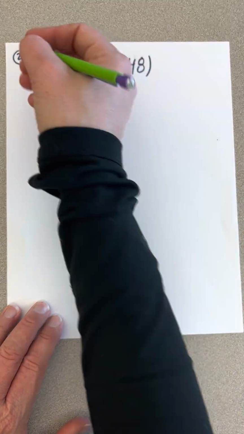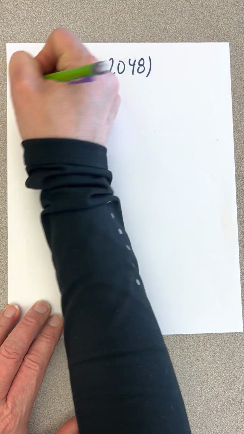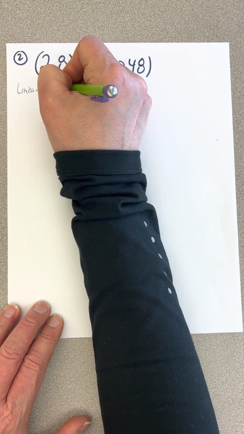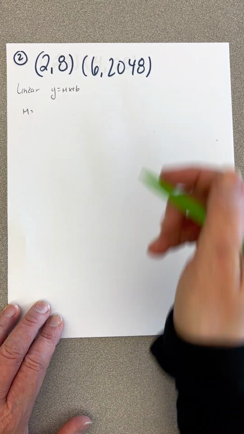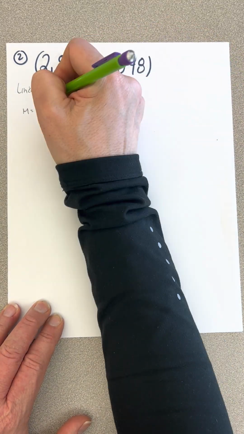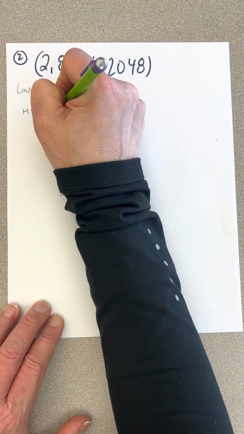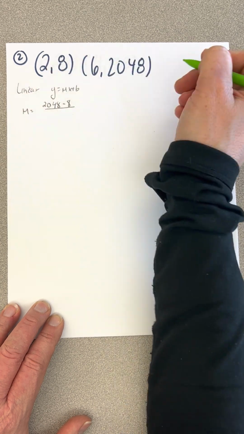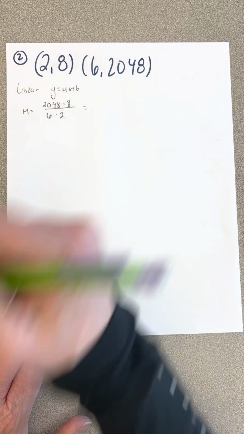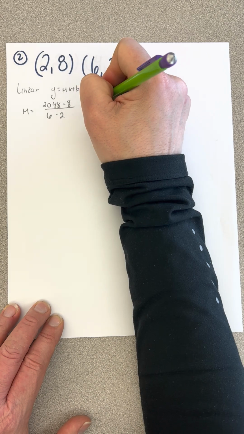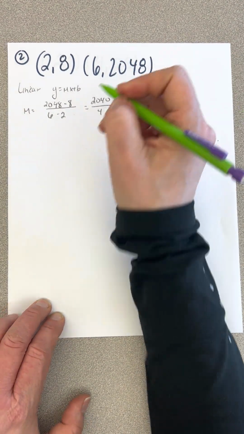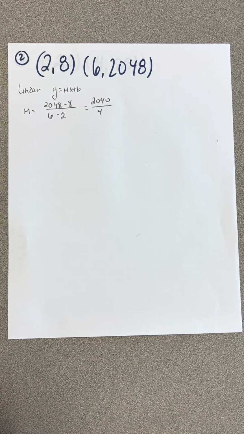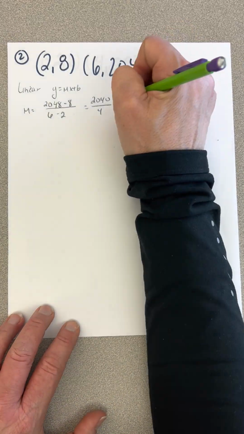Let's do the linear right off the bat here. So remember, linear is y equals mx plus b. I can find my slope first by taking the difference of the y's over the difference of the x's. So my y's are 2,048 minus 8, over 6 minus 2. This is going to be 2,040. That's actually not too bad. That's over 4. 2,040 divided by 4 gives me a grand total of 510.